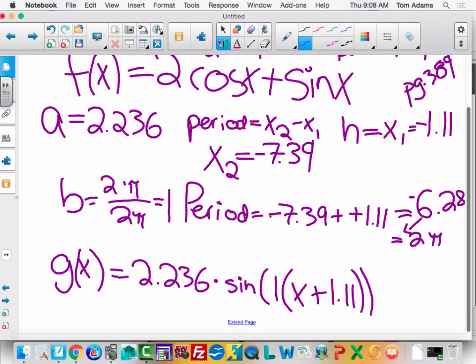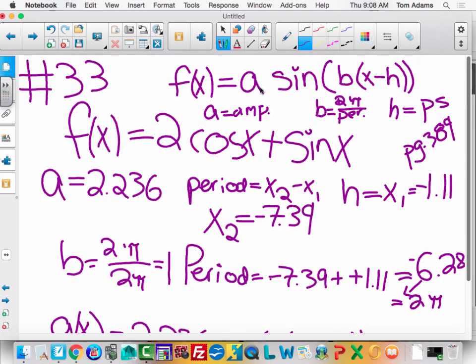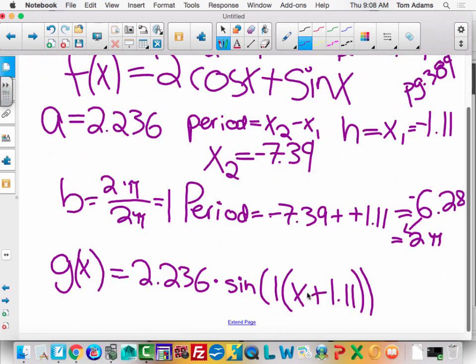Why do we need the 1 before the x plus 1.11? Just so it looks like this formula up here. Would it graph the same without it? Absolutely, it would be fine. But I did it so that when you go to do your homework, like if you were to redo 29 or 33, you would go through this process of finding out what B is and knowing to plug B in here where 1 is. Okay. Any questions on that?